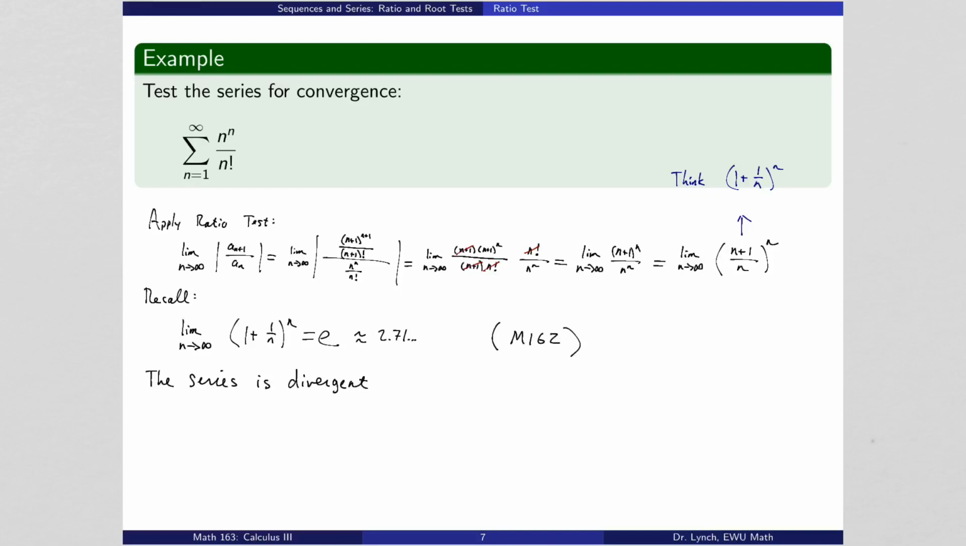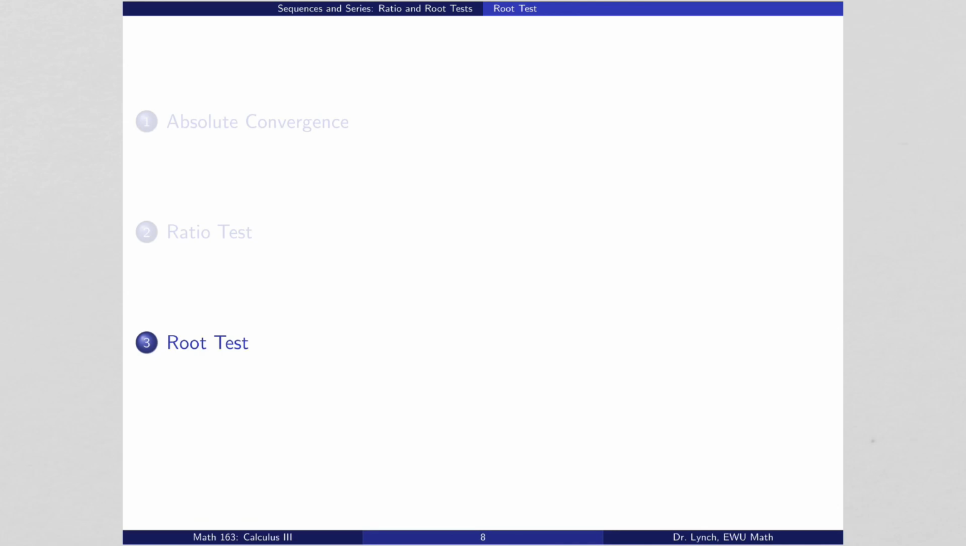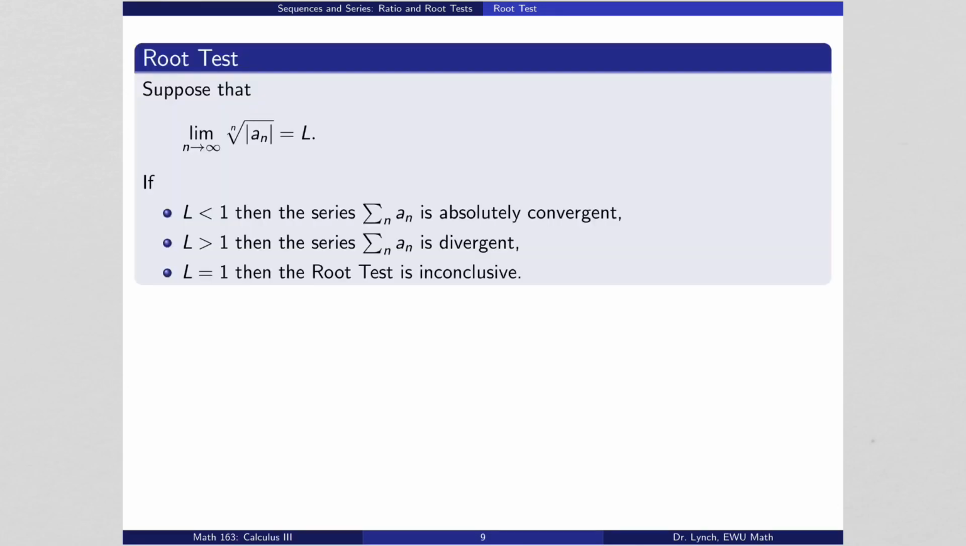Okay, one last test for convergence called the root test. So let's state the root test. It's sort of similar to the ratio test, and then we'll do one quick example. The root test looks at the limit as n goes to infinity of the nth root of the absolute value of a sub n. And again, if that limit is between 0 and 1, then the series is absolutely convergent. If the limit is greater than 1, the series is divergent. And if the limit is 1, then the root test is inconclusive.